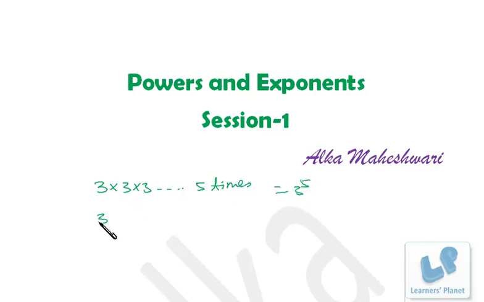If 3 into 3 into 2 into 2 into 2, it will be 3 square into 2 cube, right? So 3, if it is 5 times, can be written as 3 raised to 5. If 3 is for 2 times, it's 3 square, and 2 is 3 times, so it will be 2 cube, right? So let's have a quick recap of all the basic formulae of powers and exponents.